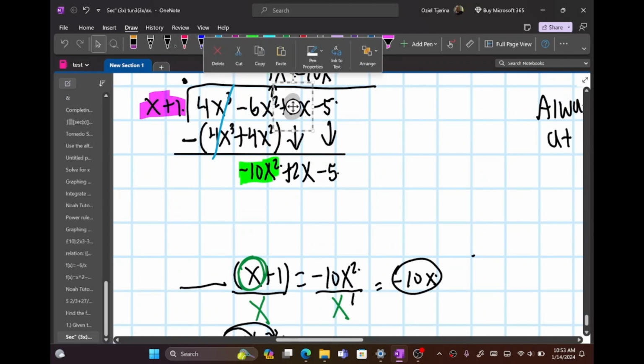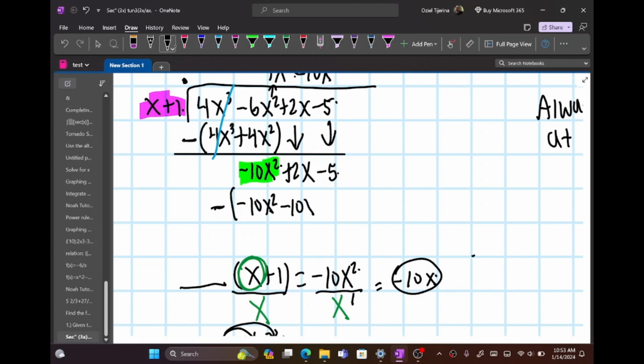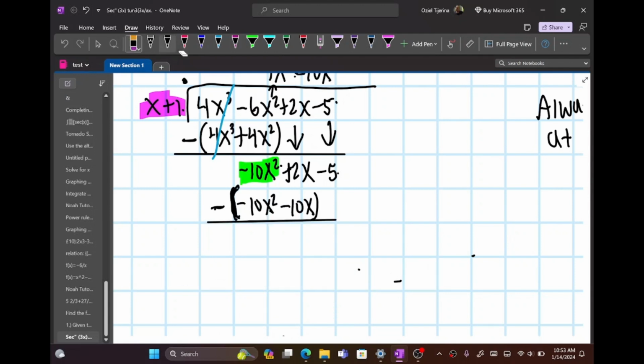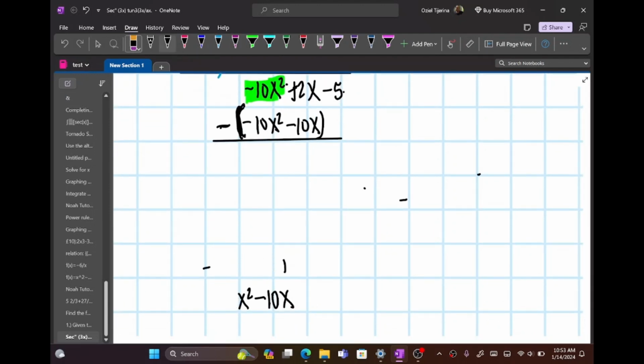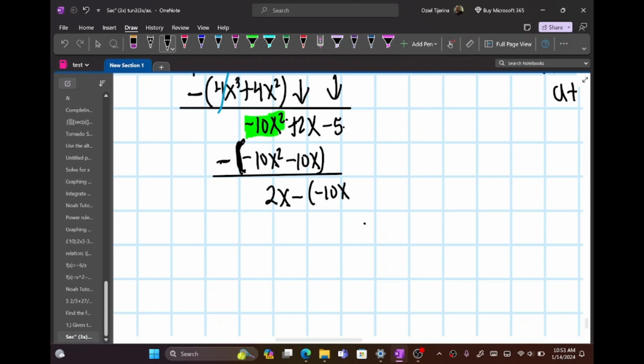But again, be careful when you put the minus. Put minus parentheses negative 10x squared minus 10x. Always remember to put parentheses, guys. So now go ahead and add or subtract this out. We're going to end up with the following. This is 2x minus parentheses negative 10x. The negative 10x squared will cancel out. So every time, you're going to try to cancel out the leading term.